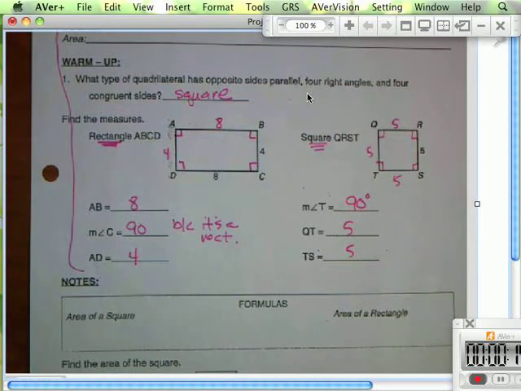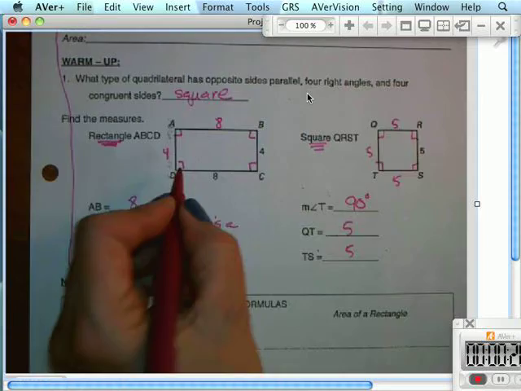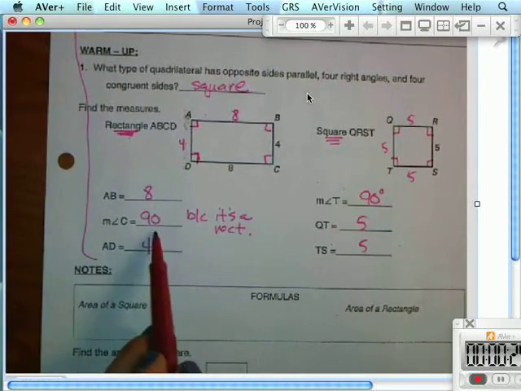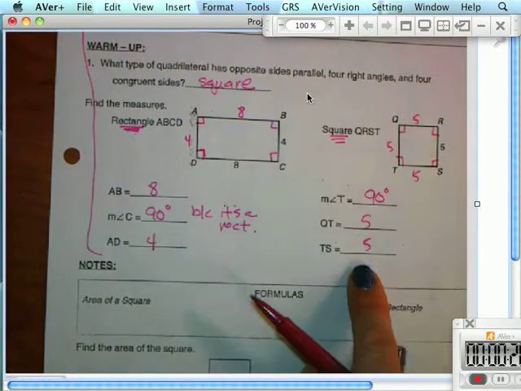Okay, this is what hopefully you put. They tell you it's a rectangle, so you know these are all right angles. That's why that's 90 degrees. Opposite sides are congruent. Okie dokie.